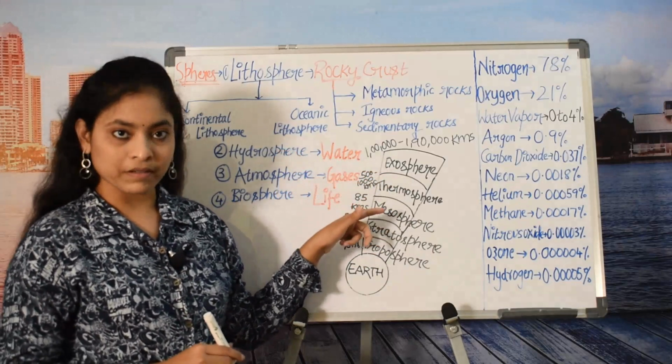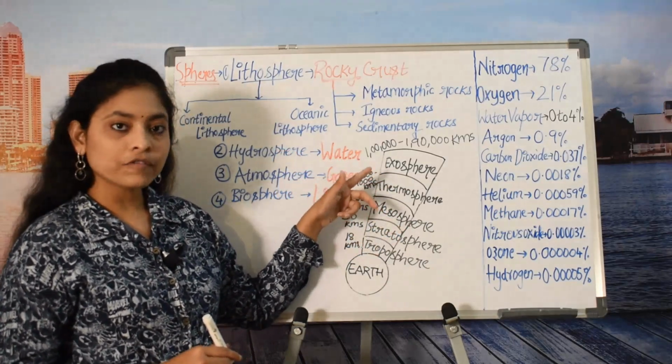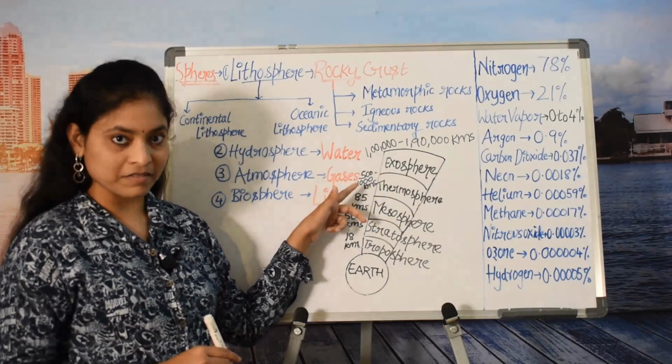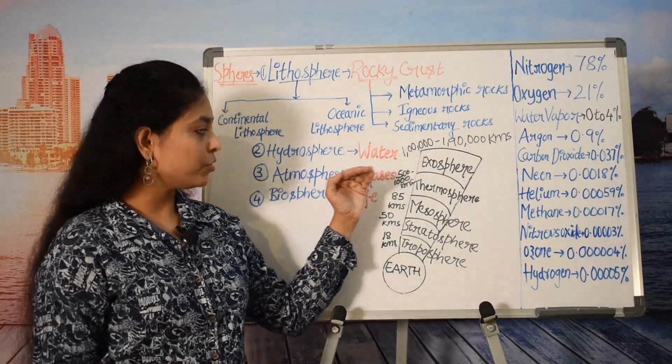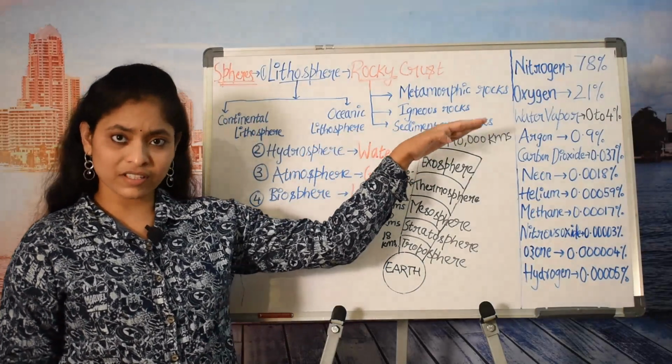Next, thermosphere. Thermosphere is a layer above mesosphere. The top of thermosphere is somewhere between 500 to 1000 kilometers. Next, exosphere. Exosphere is a layer above thermosphere somewhere between 1 lakh and 1,90,000 kilometers.